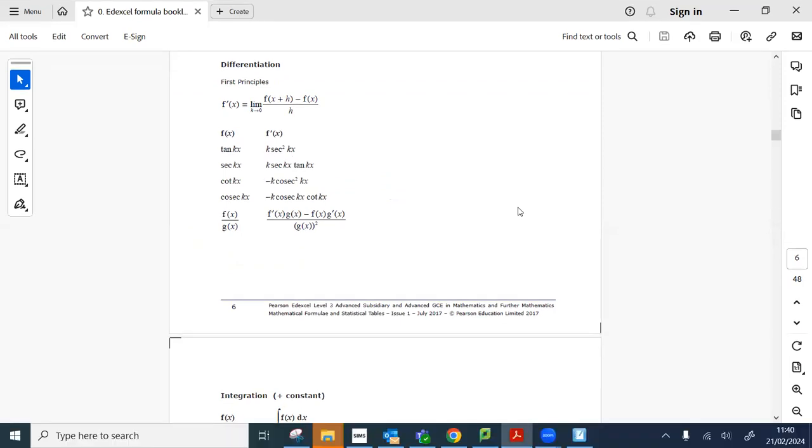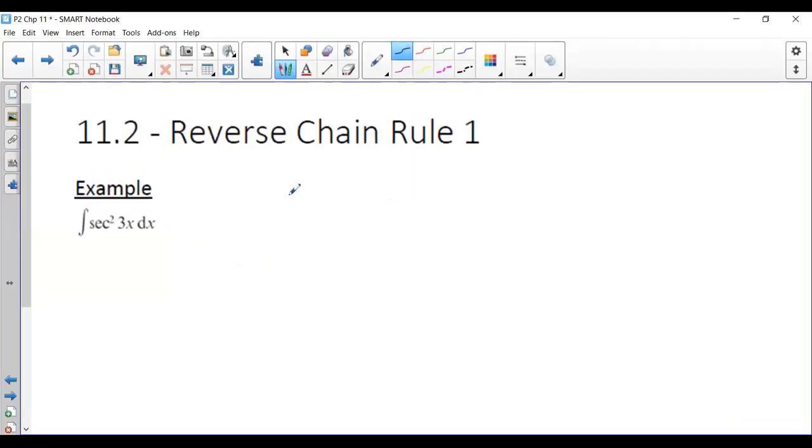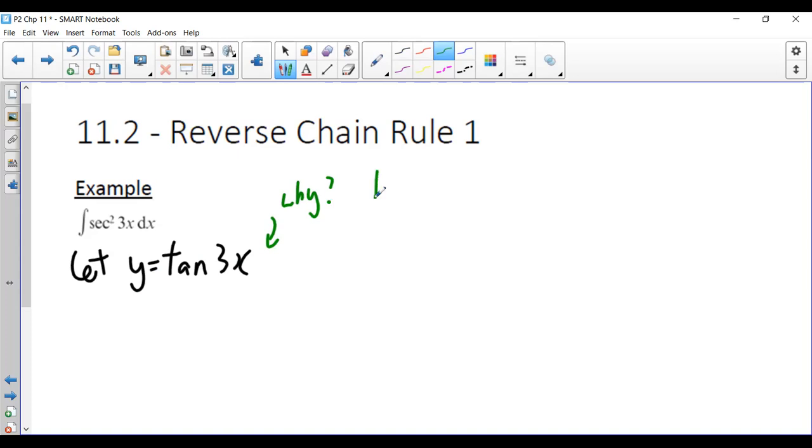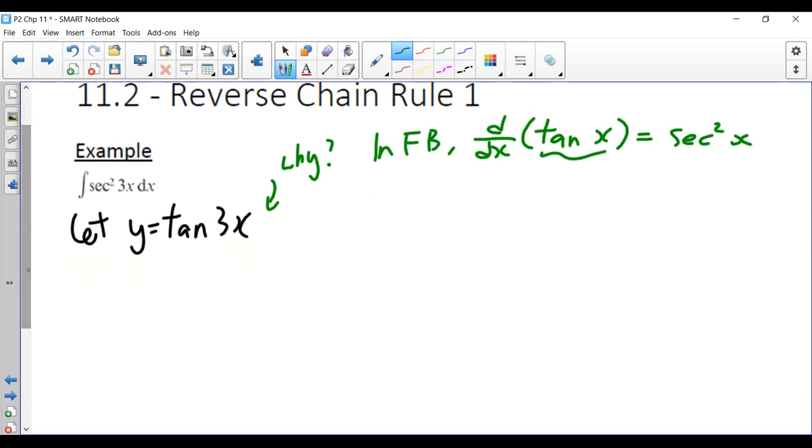So what we're doing here is we're going to let y equals tan 3x. Now, please write in here where tan 3x comes from. You will say because in the formula booklet, we know the derivative of tan x equals sec squared x. That's why we're going to let y be tan x, because when we integrate sec squared, the answer should be something along the line of tan x. So let's differentiate, let's verify it. dy/dx. Differentiate tan 3x is 3 sec squared 3x.